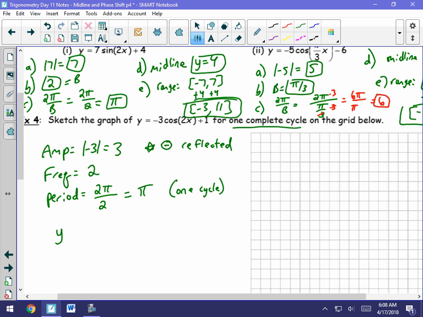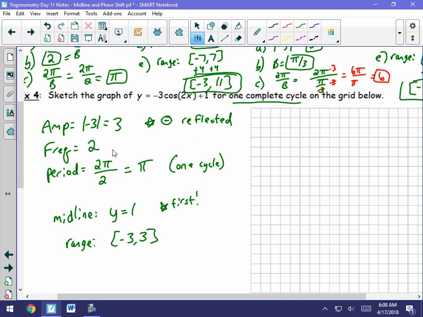Okay, to help me set up my y-axis, I'm going to look for the midline, and also to help with the graph. And so the midline is going to be y equals 1. And when I sketch my graph, I'm going to sketch that midline first. And then we can calculate the range just to make sure we do everything correctly. And so it would go from -3 to 3 based on the amplitude. Then if I translate it up 1, it would go from -2 to 4. Okay, so when we get our graph, we should check that the range goes from -2 to 4, and it should match that.